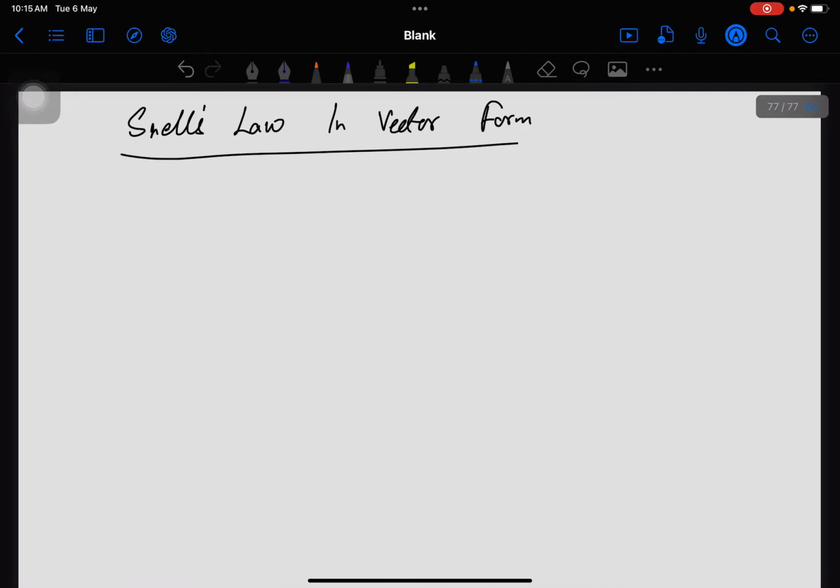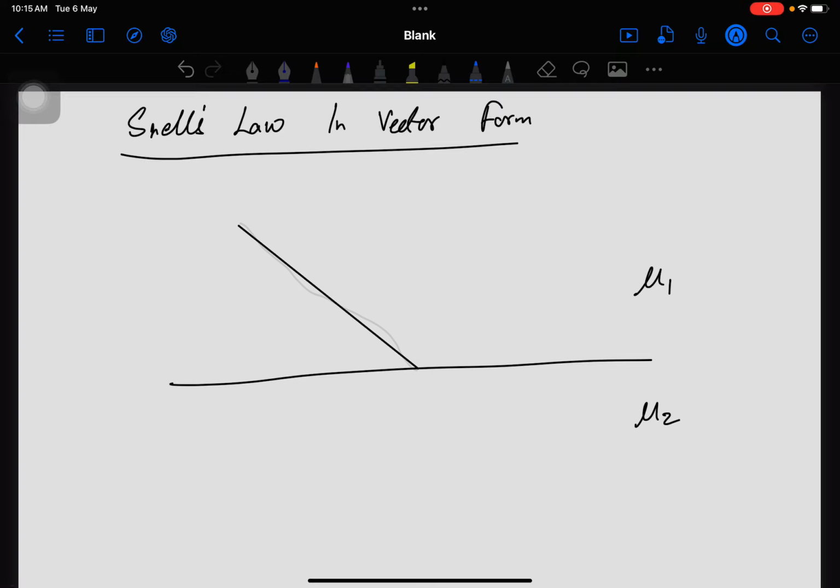Snell's law in the vector form. Okay, so what is Snell's law in the vector form? Let's say that there is a boundary over here which separates two media, mu1 and mu2, right? And over here there is an incident ray in this direction, and let this be the refracted ray. This is in the other media over here.